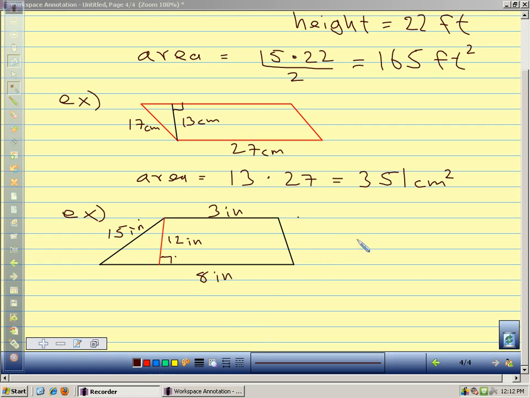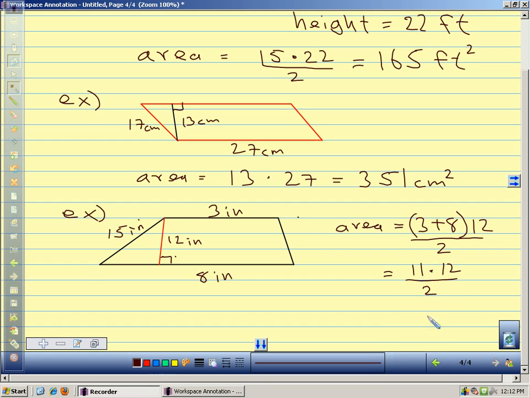So our area, how do we find our area of a trapezoid? B1 plus B2. So we have 3 plus 8 times 12, the height, and all of that divided by 2. So we get 11 times 12 divided by 2.